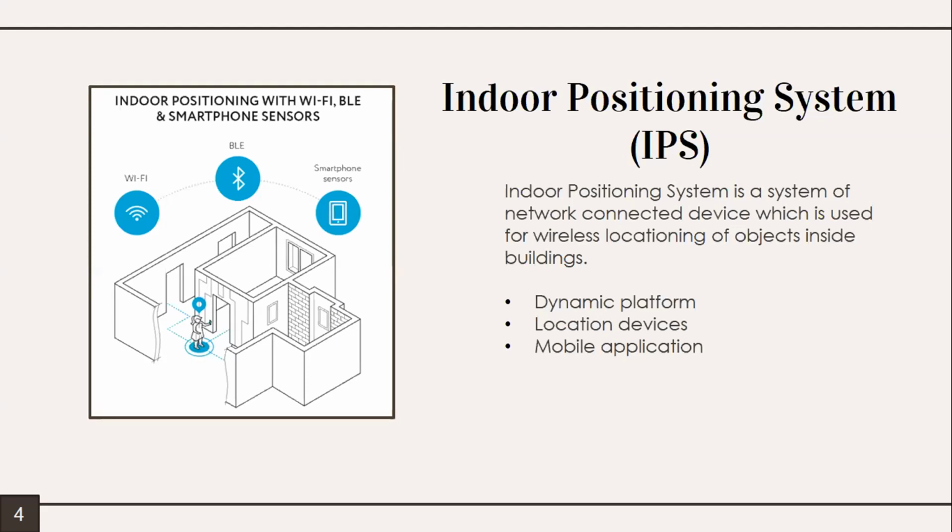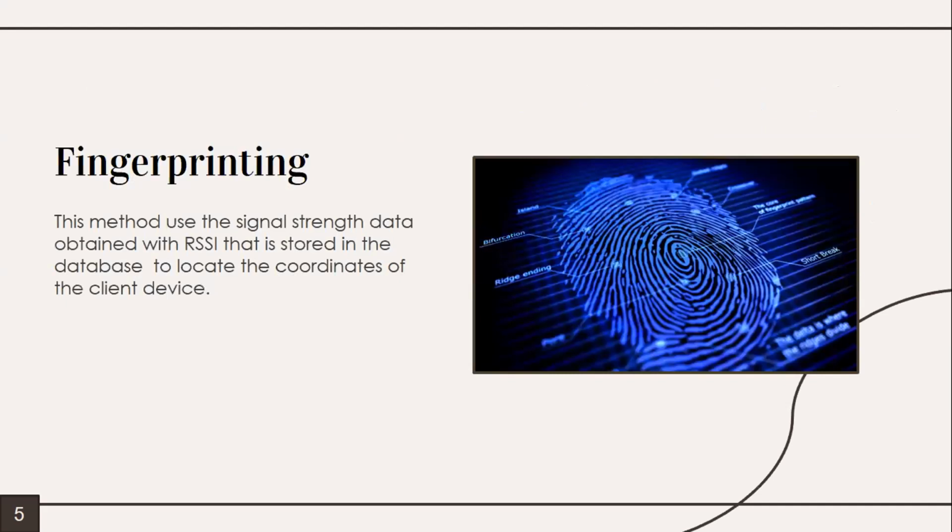There are multiple positioning techniques that use Wi-Fi technology, which we call WPS, or Wi-Fi positioning system. And the RSSI, or Received Signal Strength Indicator, and fingerprinting method is one of them. This method uses the signal strength data obtained with RSSI that is stored in the database to locate the coordinates of the client device.